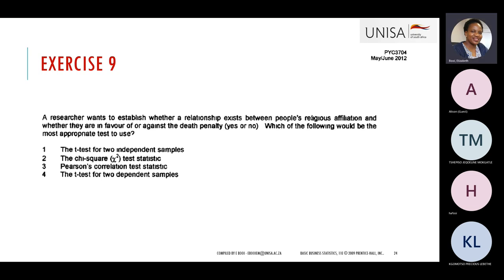A researcher wants to establish whether a relationship exists between people's religious affiliation and whether they are in favor of or against the death penalty, yes or no. Which of the following would be most appropriate to use? One, a t-test for two independent samples? Two, a chi-square test? Or a Pearson correlation test? Number two. It will be number two, because it says the relationship between people's religious affiliation and whether they favor the death penalty, yes or no. So there are two categorical variables. So it's number two.